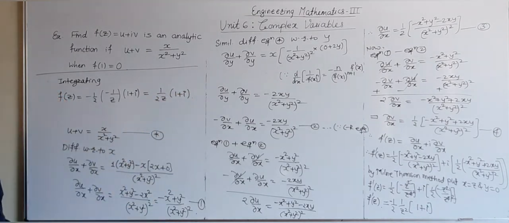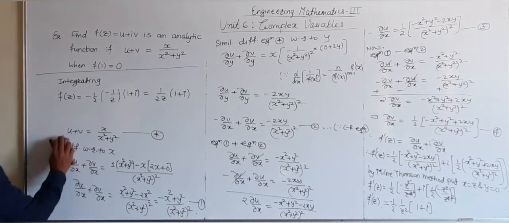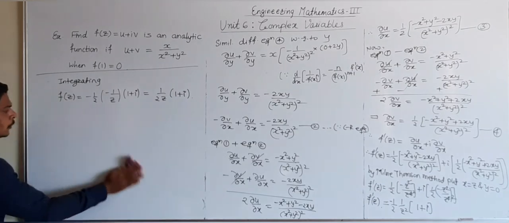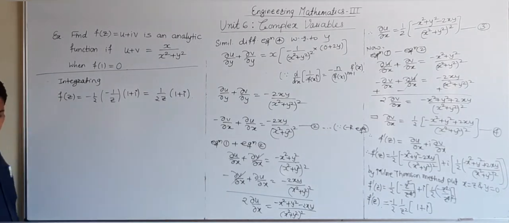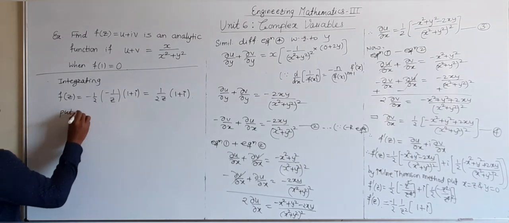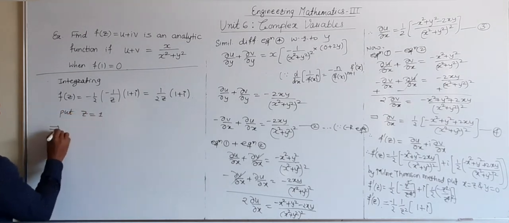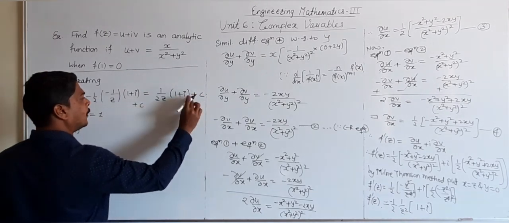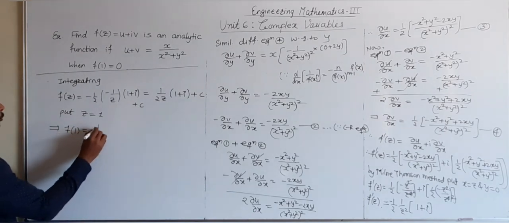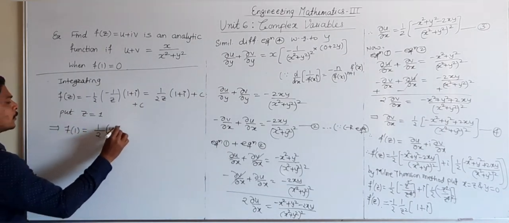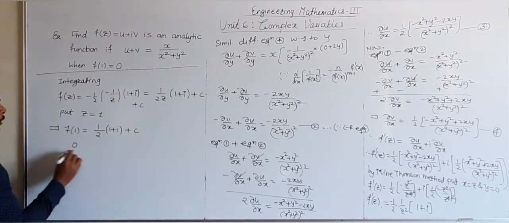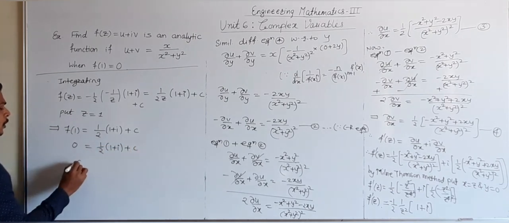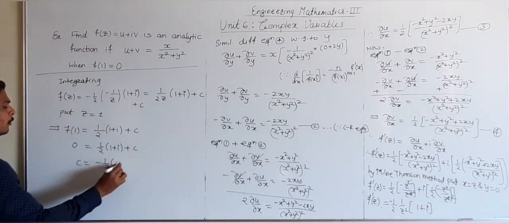So this is our f(z), and we have also been given one condition, that f(1) = 0. So put z = 1 in this equation. So put z = 1, which implies f(1). So here the constant of integration is present, plus c. So f(1) = 1/2 × (1 + i) + c. So this value is 0. So we get 1/2 × (1 + i) + c = 0. So c = -1/2 × (1 + i).